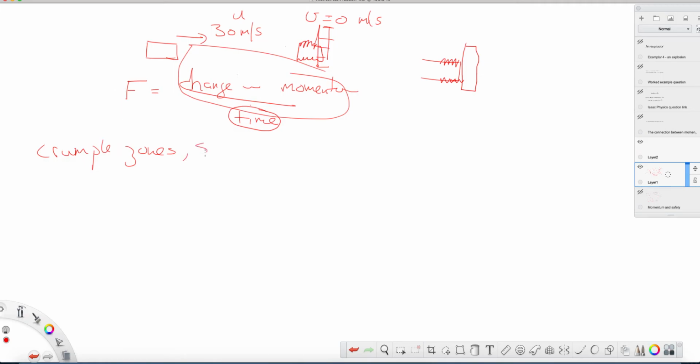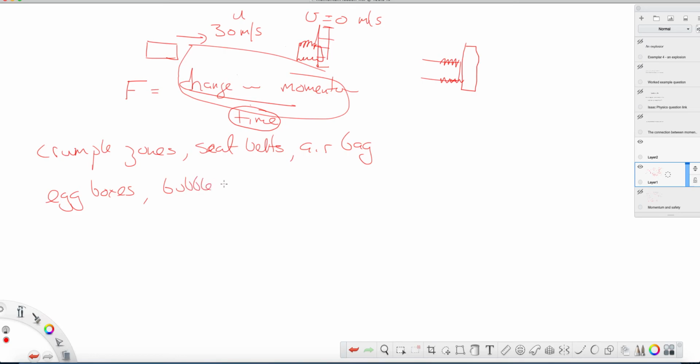Crumple zones. Seatbelts. The same idea. What the seatbelt does is to apply a smaller force over a longer period of time. Airbags. Amazing devices. Same thing. It applies a smaller force over a longer period of time. The periods of time involved here are not big, but they are bigger than they would be without them. And so the force is reduced. You're not going to walk away from a high-speed accident feeling great, but you might walk away as a consequence of these devices.